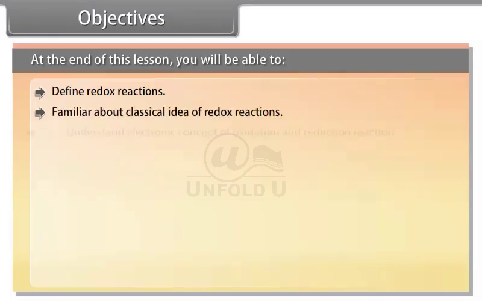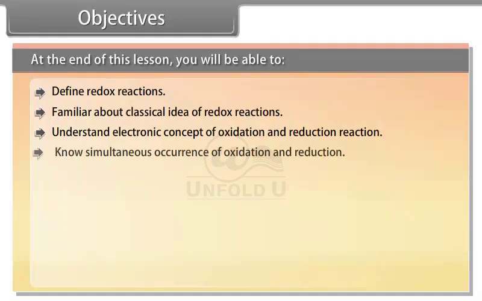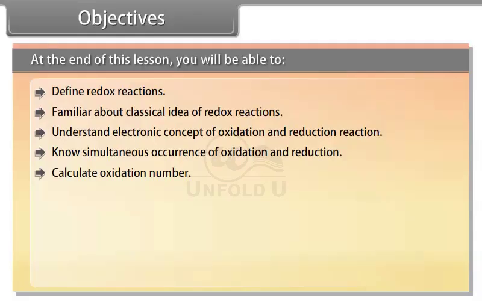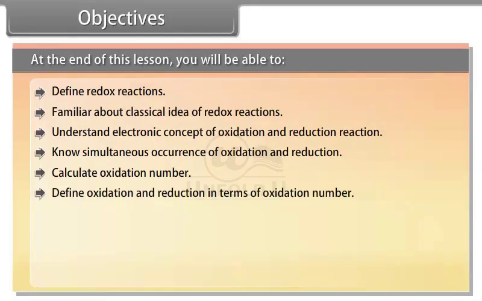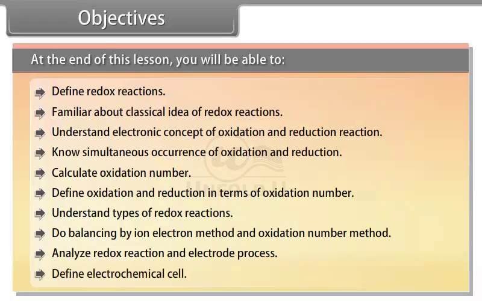reactions, understand electronic concept of oxidation and reduction reaction, know simultaneous occurrence of oxidation and reduction, calculate oxidation number, define oxidation and reduction in terms of oxidation number, understand types of redox reactions, do balancing by ion electron method and oxidation number method, analyze redox reaction and electrode process, define electrochemical cell.